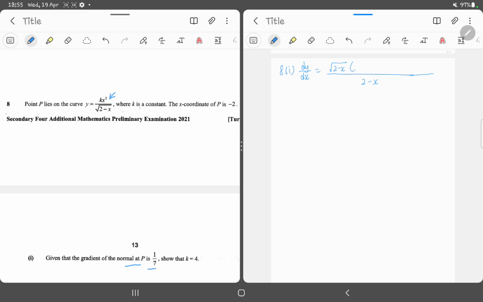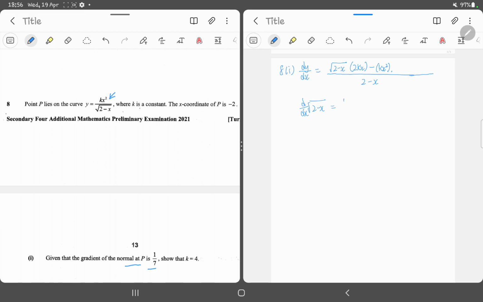And then we differentiate kx squared, we get 2kx. And then we keep kx squared. And then we differentiate the denominator. So we are going to differentiate square root of 2 minus x. Okay? So that's what I will be doing.